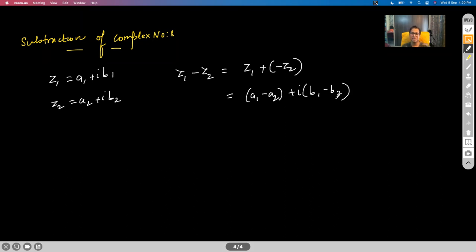But what is important is not this. What is important is the geometrical interpretation. Where is Z1 minus Z2 located? What is the modulus of it? What is the argument of it? So all those things we will try to now see in this particular discussion.